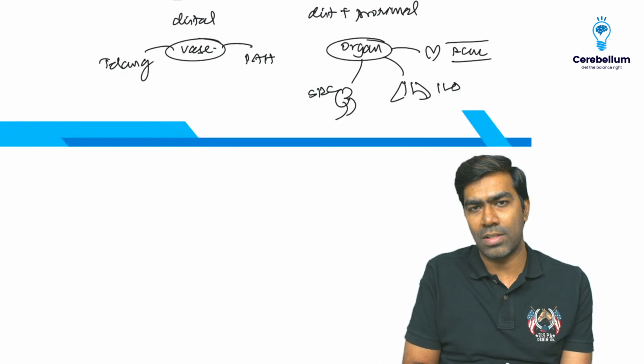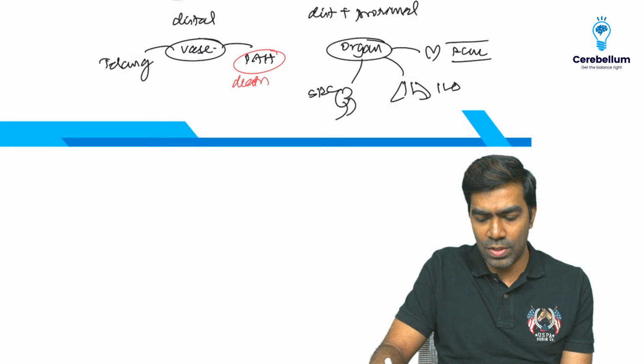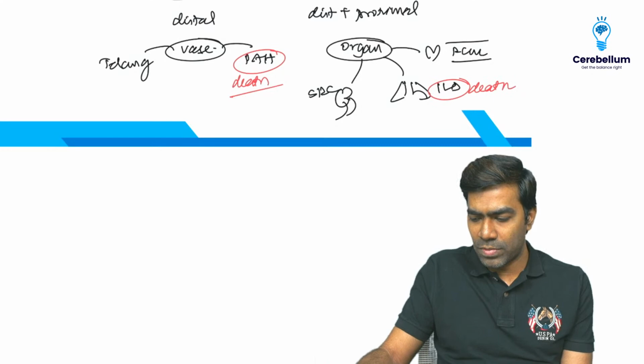And what's going to kill you? It's the pulmonary artery hypertension. That's the usual reason for death in patients with the limited cutaneous variety. What's going to kill you in the diffuse cutaneous variety? This is the usual reason for death there.